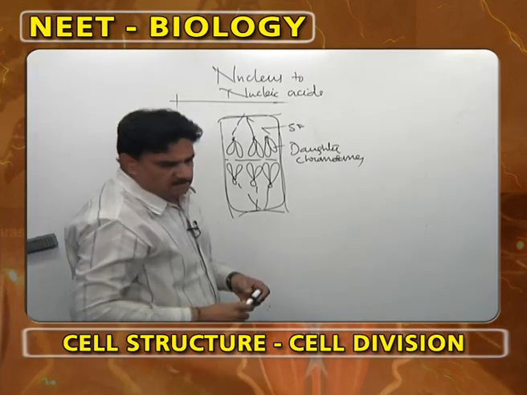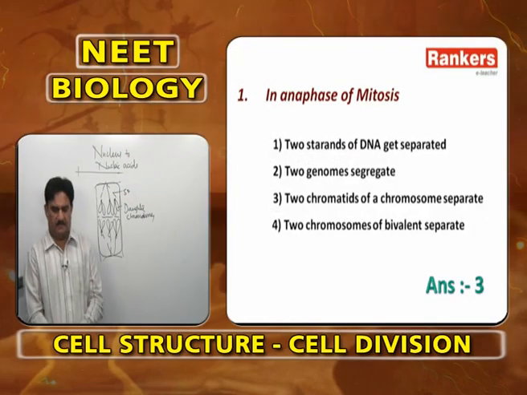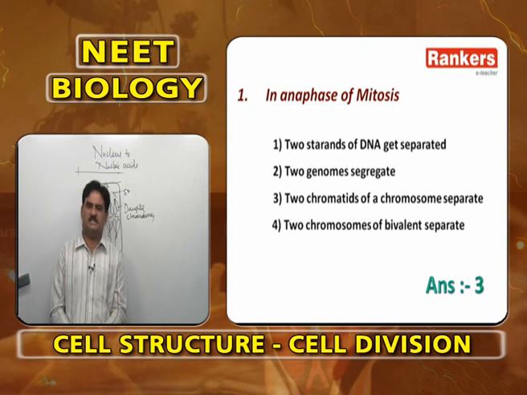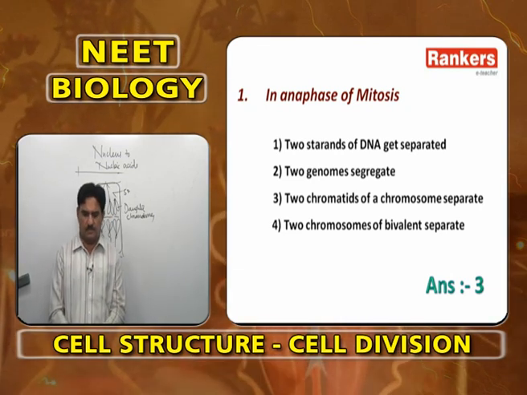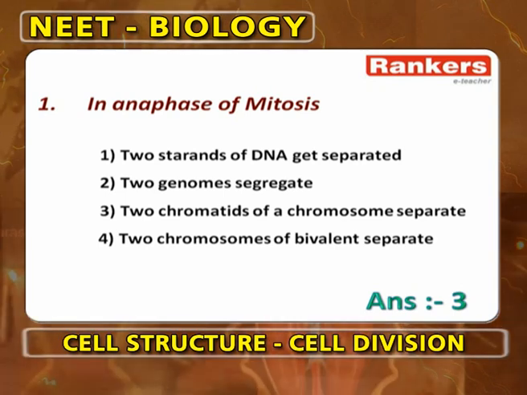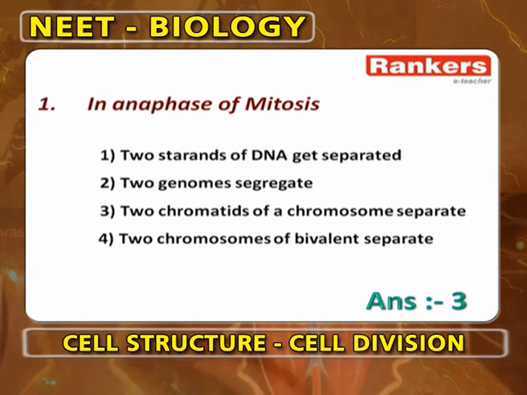So, according to this question, in the anaphase of mitosis, two strands of DNA get separated is wrong. Two genomes get segregated is wrong. Two chromosomes of a bivalent get separated is wrong, because in mitosis there is no chance of formation of bivalents. Two chromatids of a chromosome get separated is correct.